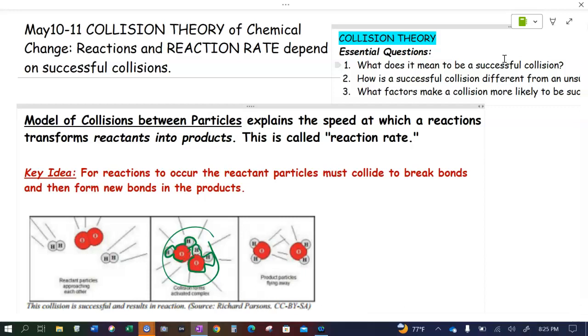So, what does it mean to be a successful collision? What is a successful collision? And how is it different from one that's unsuccessful? And what factors make a collision more likely?